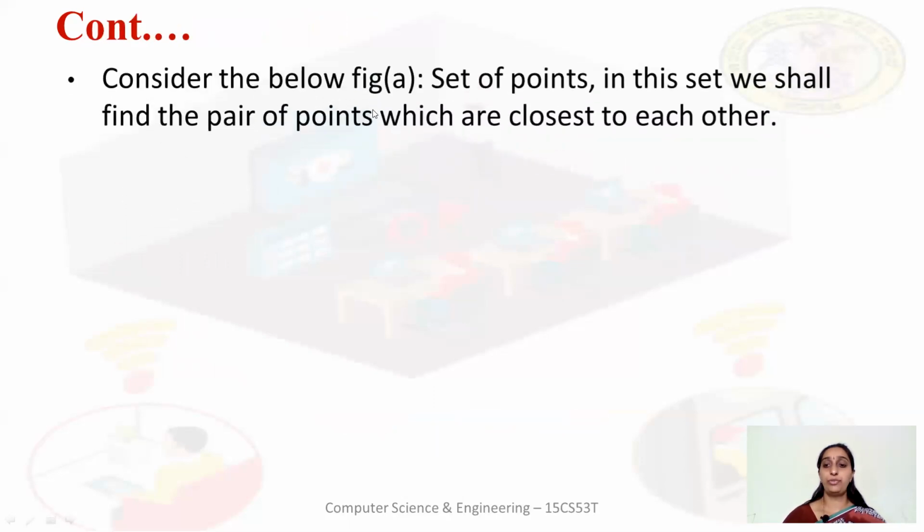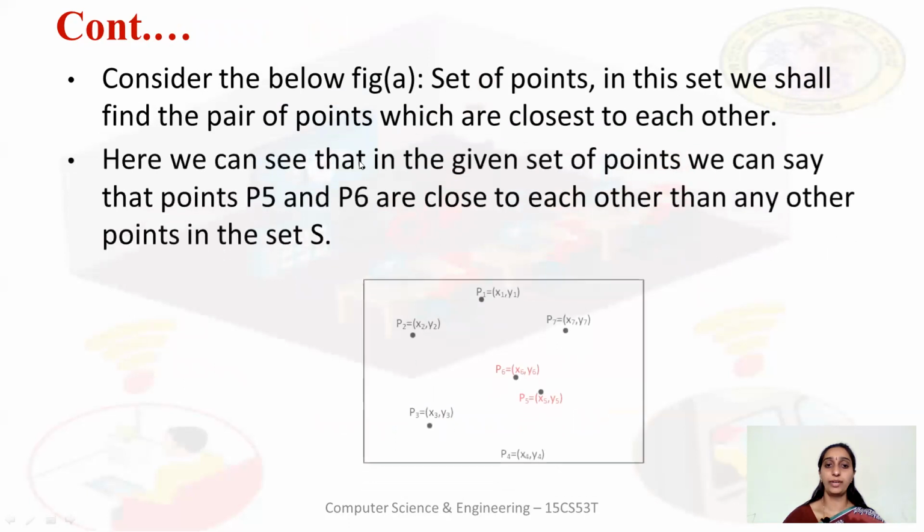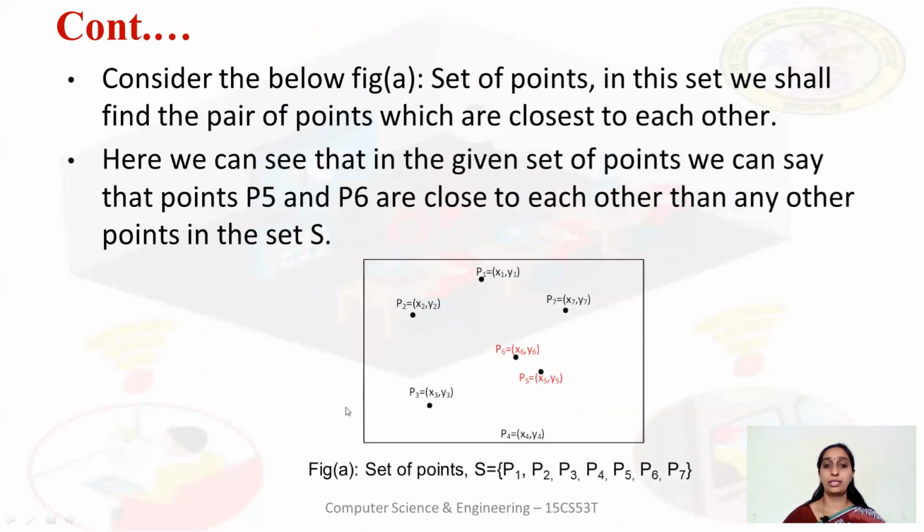Consider the below figure, where we are given a set of points. In this set of points, we need to find a pair of points which are closest to each other. The set of points are S is equal to P1, P2, P3, P4, P5, P6 and P7.